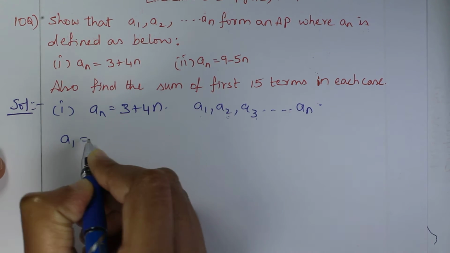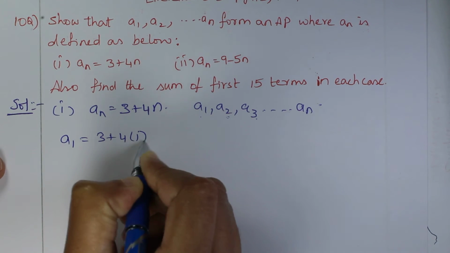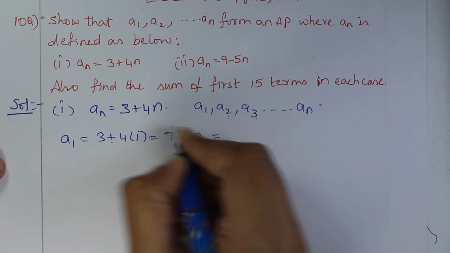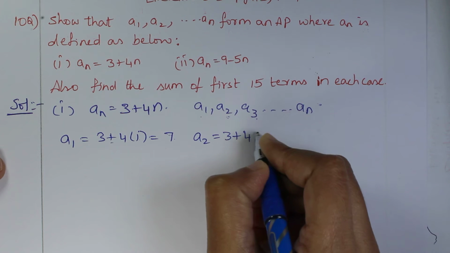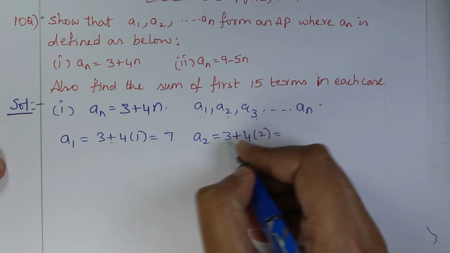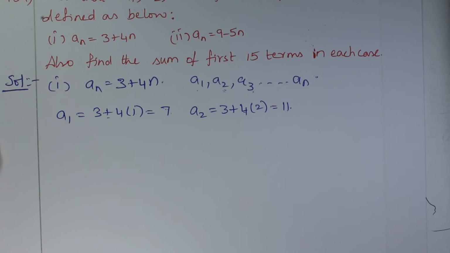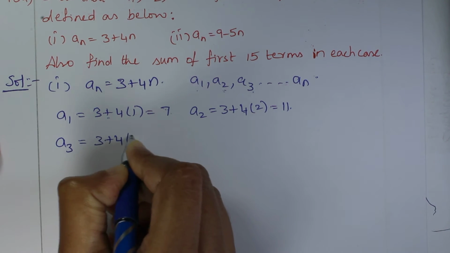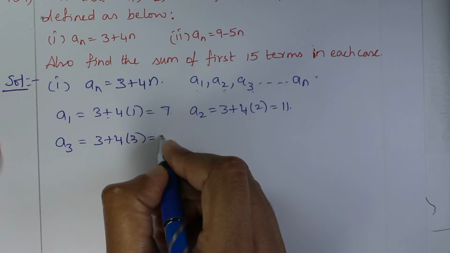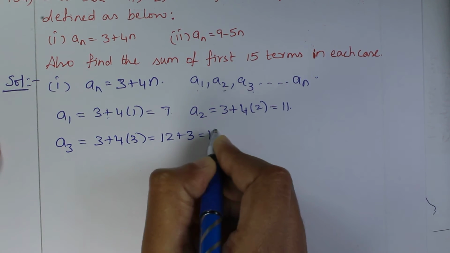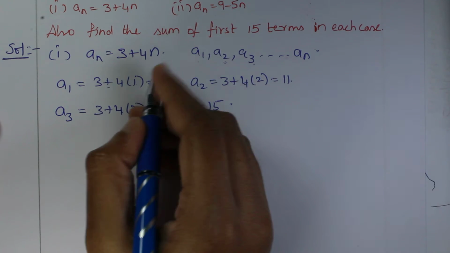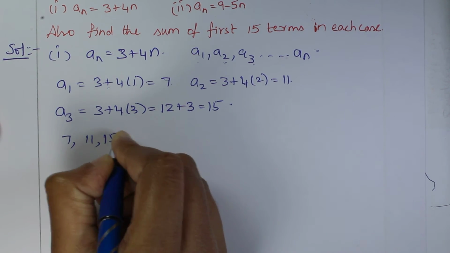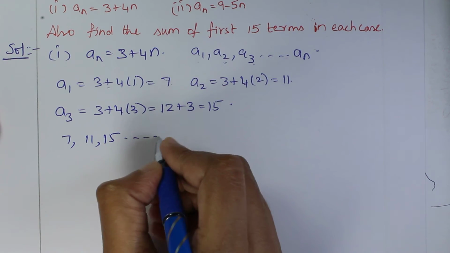So a1 is equal to 3 plus 4 into 1, that is 3 plus 4, 7. So a1 is 7. a2 becomes 3 plus 4 into 2, 4 2s are 8 plus 3 is 11. a3 becomes 3 plus 4 into 3, 4 3s are 12 plus 3, that is 15. So now I got the series a1, a2, a3: 7, 11, 15, and so on till an is 3 plus 4n.